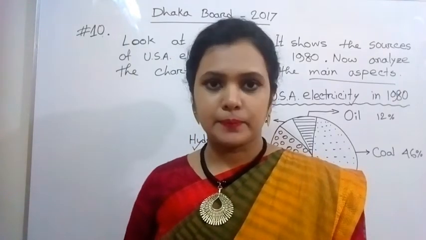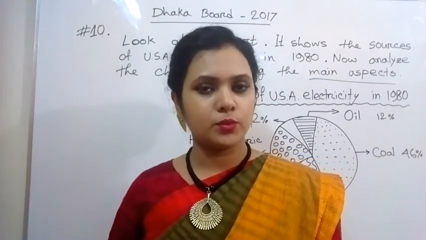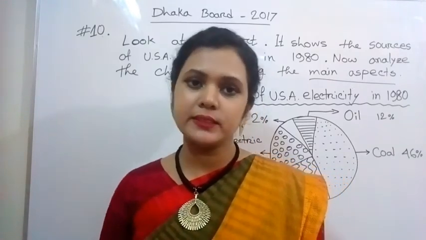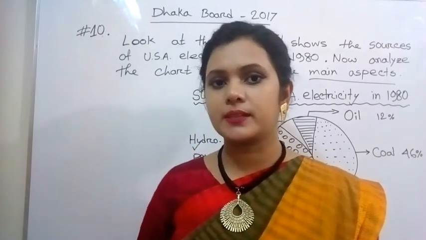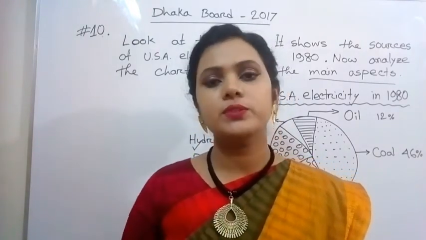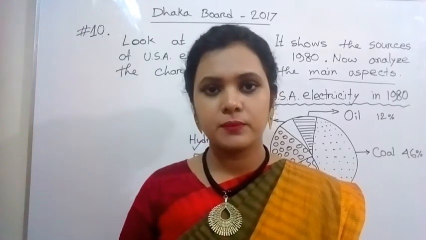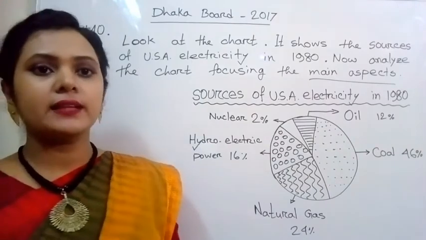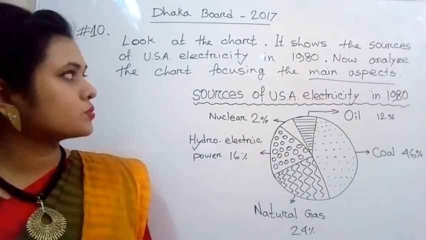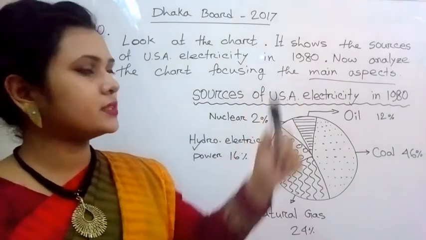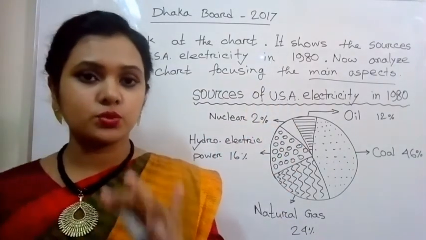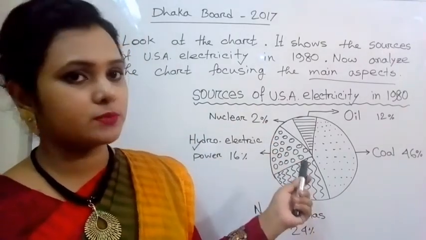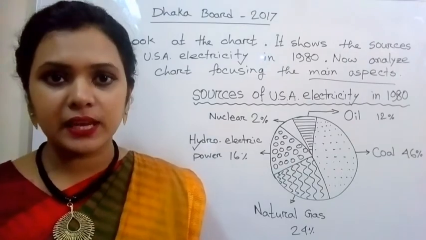We have taken a sample question, a sample graph from Dhaka Board 2017, to make it clear how to explain or how to write a graph chart description in our exam papers. So first of all, before we start writing, let's go through the question and read it carefully. Look at the chart. It shows the sources of USA electricity in 1980. That means the sources of electricity production in the USA, and the information has been taken from the year 1980.